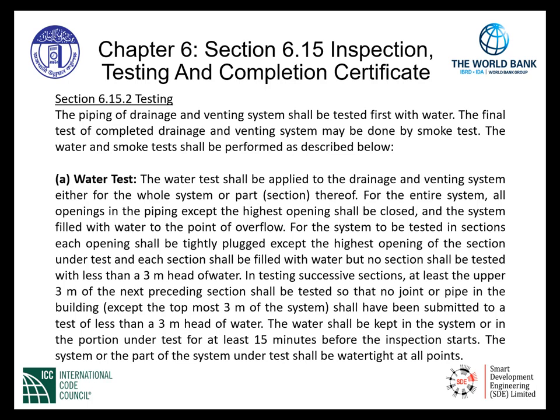In testing successive sections, at least the upper 3 meters of the next preceding section shall be tested so that no joint or pipe in the building shall have been submitted to a test of less than 3 meters head of water. The water shall be kept in a system or in the portion of the system under test for at least 15 minutes before the inspection starts. The system or part of the system under test shall be watertight at all points.